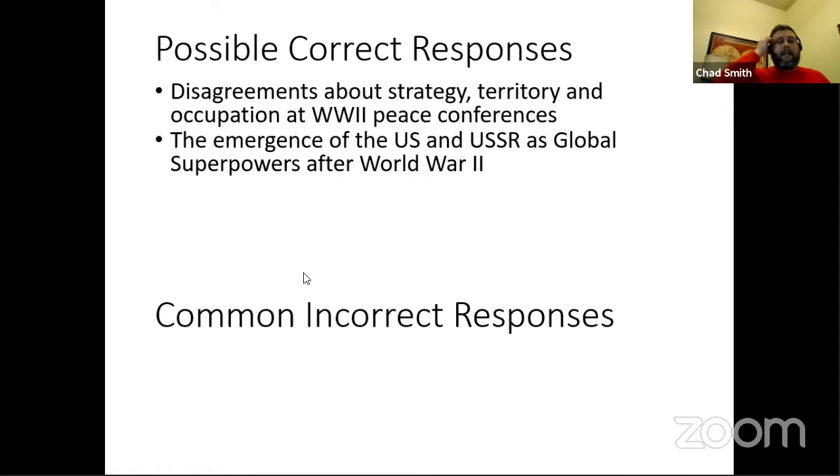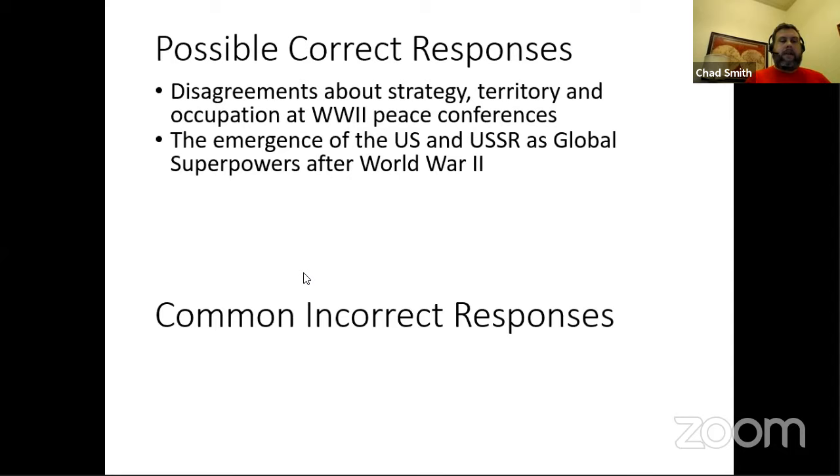Another example is the emergence of the United States and the Soviet Union as two clear global superpowers after World War II. After World War II, these were the two states with the strongest industrial capacity and the least amount of effort and energy to put into rebuilding their own states. Because their systems of life and cultures were so different, it led to them having natural rivalries after World War II.